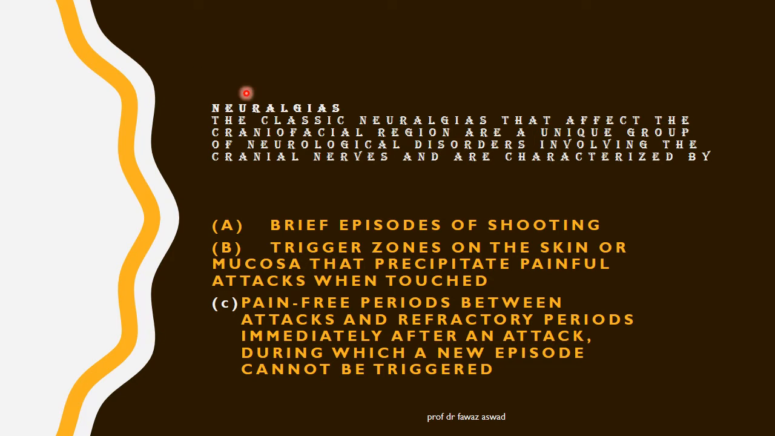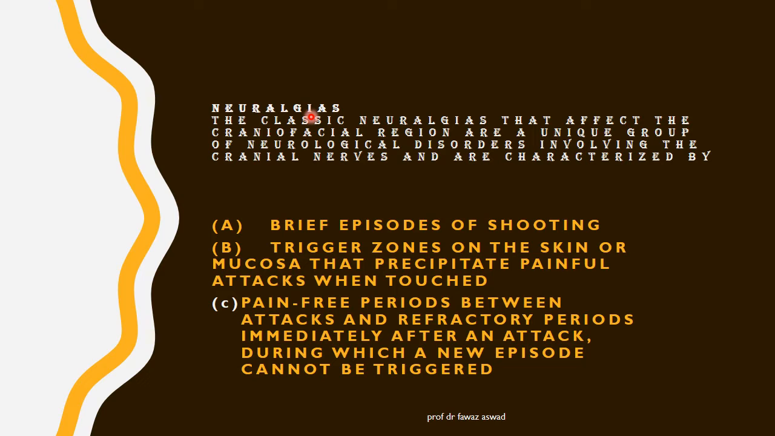Here we are going to have some idea about neuralgia. So, what is a neuralgia? Neuralgia is a stabbing or burning or even severe type of pain, which is caused by irritation or damage of the nerve. This can occur in any part of the body.